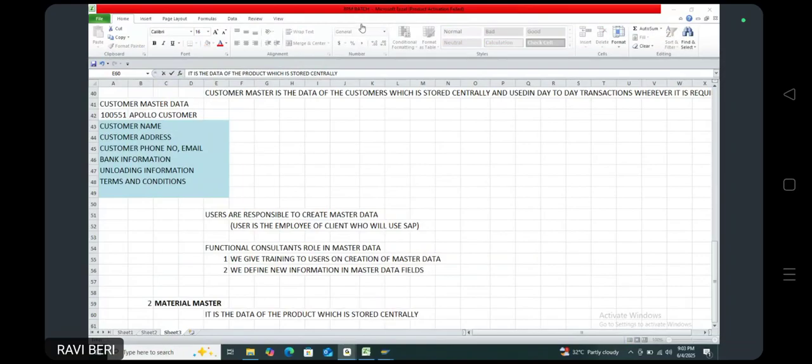It is the data of the product which is stored centrally and used in day-to-day transactions.